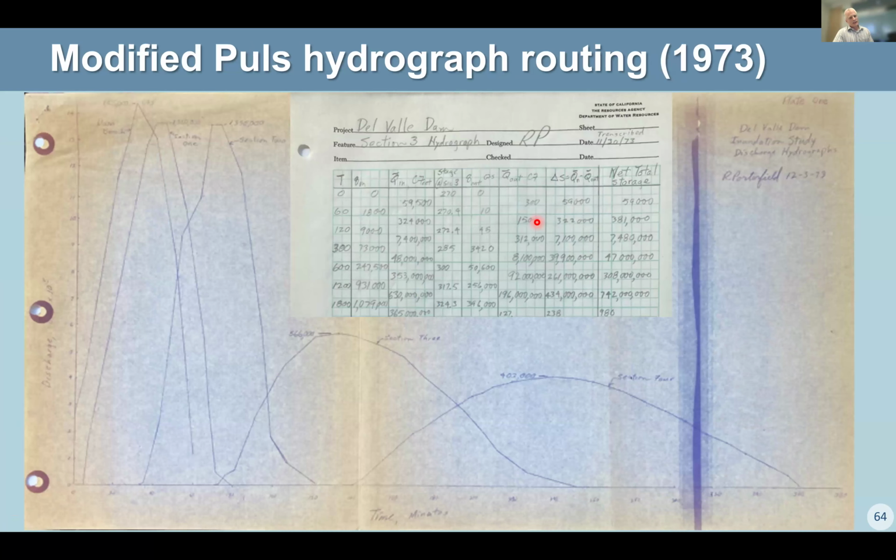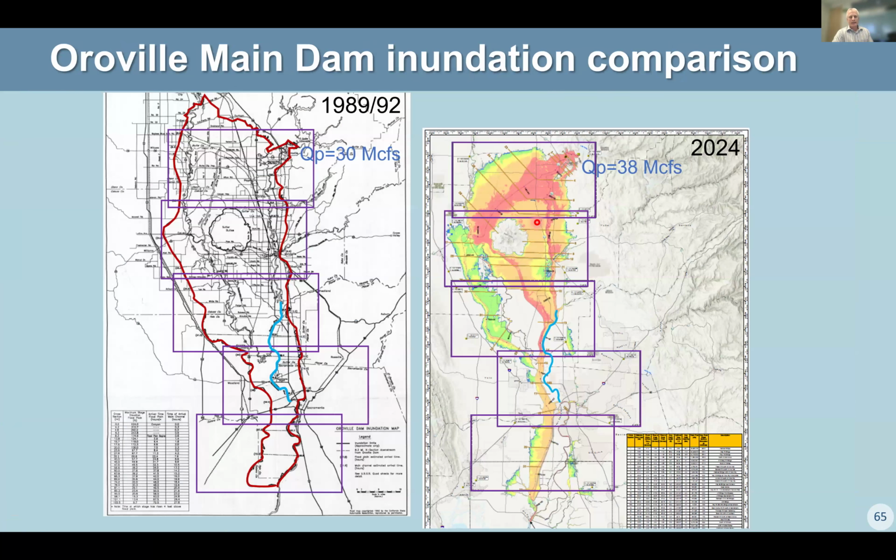This is the modified pulse routing, how they got the flow from the breach downstream. And I couldn't find a 1973 paper map anymore, but this is the oldest one I could find. Compare it with our current map. This was developed with a 1D hydraulic model. The one on the left, it's late 80s. Not too different. This is the Feather and Sacramento River here, so you can kind of get your eye oriented.